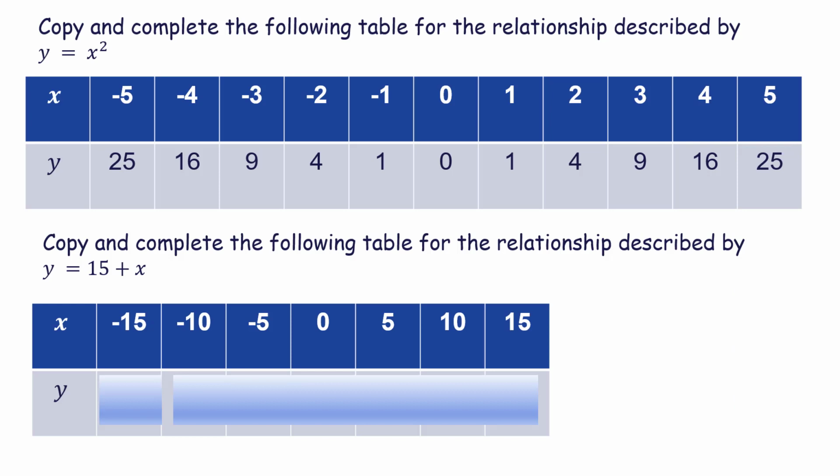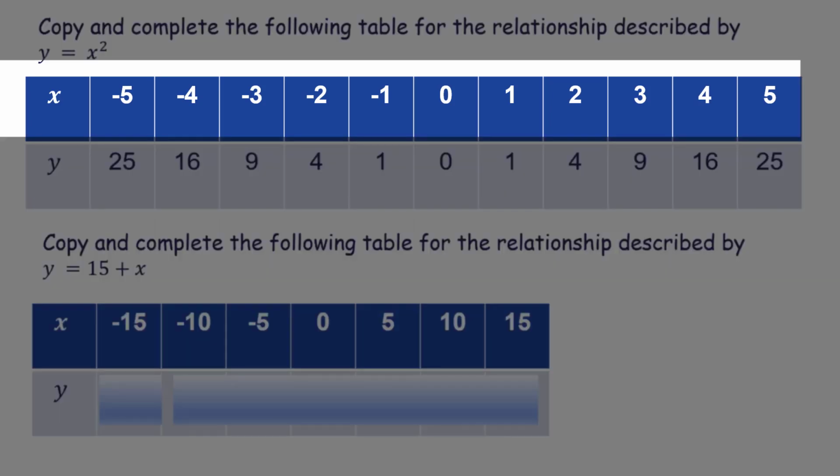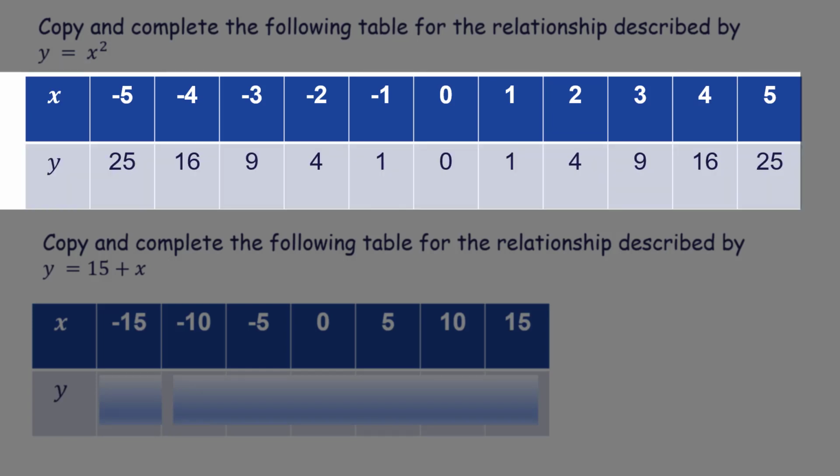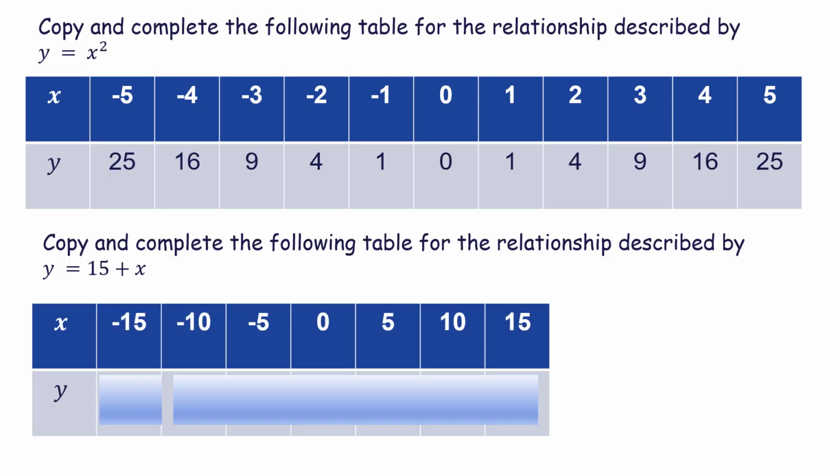As the input values increase, the output values decrease and then increase again, and not at a constant rate. In other words, there's not a constant difference between 25 and 16 and 16 and 9. Because between 9 and 4, you have to subtract 5, then you have to subtract 3. So there's no constant difference. And that is for y is x squared.